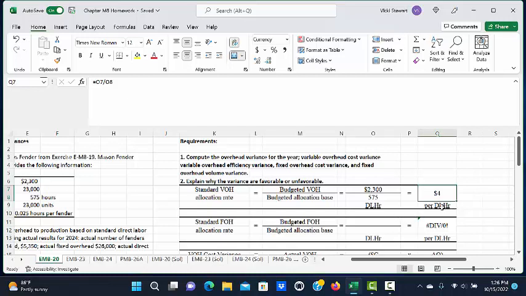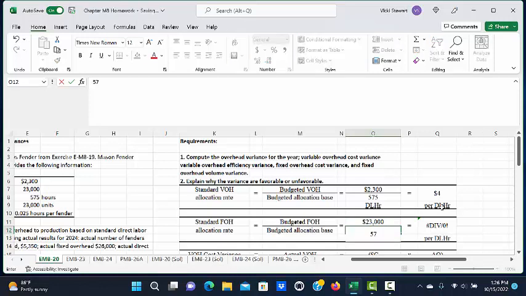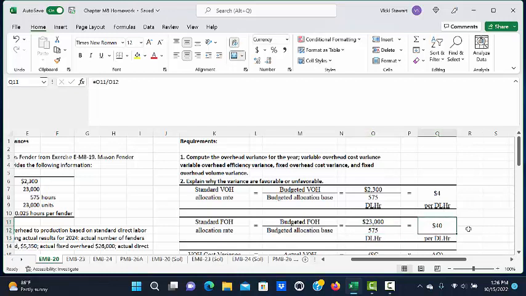Next, we're going to compute the standard fixed overhead allocation rate by taking the budgeted fixed overhead of 23,000 that we were given, and again dividing that by the budgeted direct labor hours of 575, and that gives us a fixed overhead allocation rate of $40 per direct labor hour.